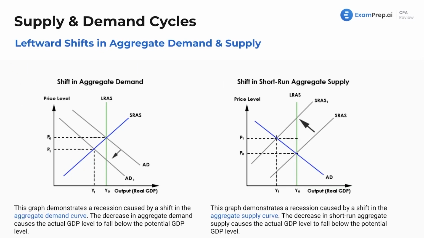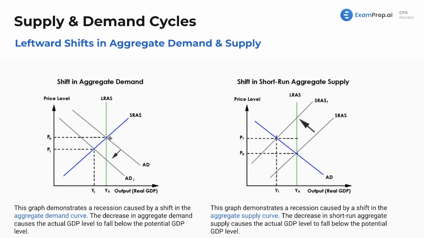Okay, just more graphs for you. Just a great time. Well, what do we have here? We have leftward shifts in aggregate demand and supply. So that's a decrease in both of them. Leftward shifts in both are a decrease. And this graph demonstrates a recession caused by a shift in the aggregate demand curve. Look at this and go, oh no, that's a recession. Not a good time. So the decrease in aggregate demand, as you see here, causes the actual GDP level to fall below the potential GDP level.